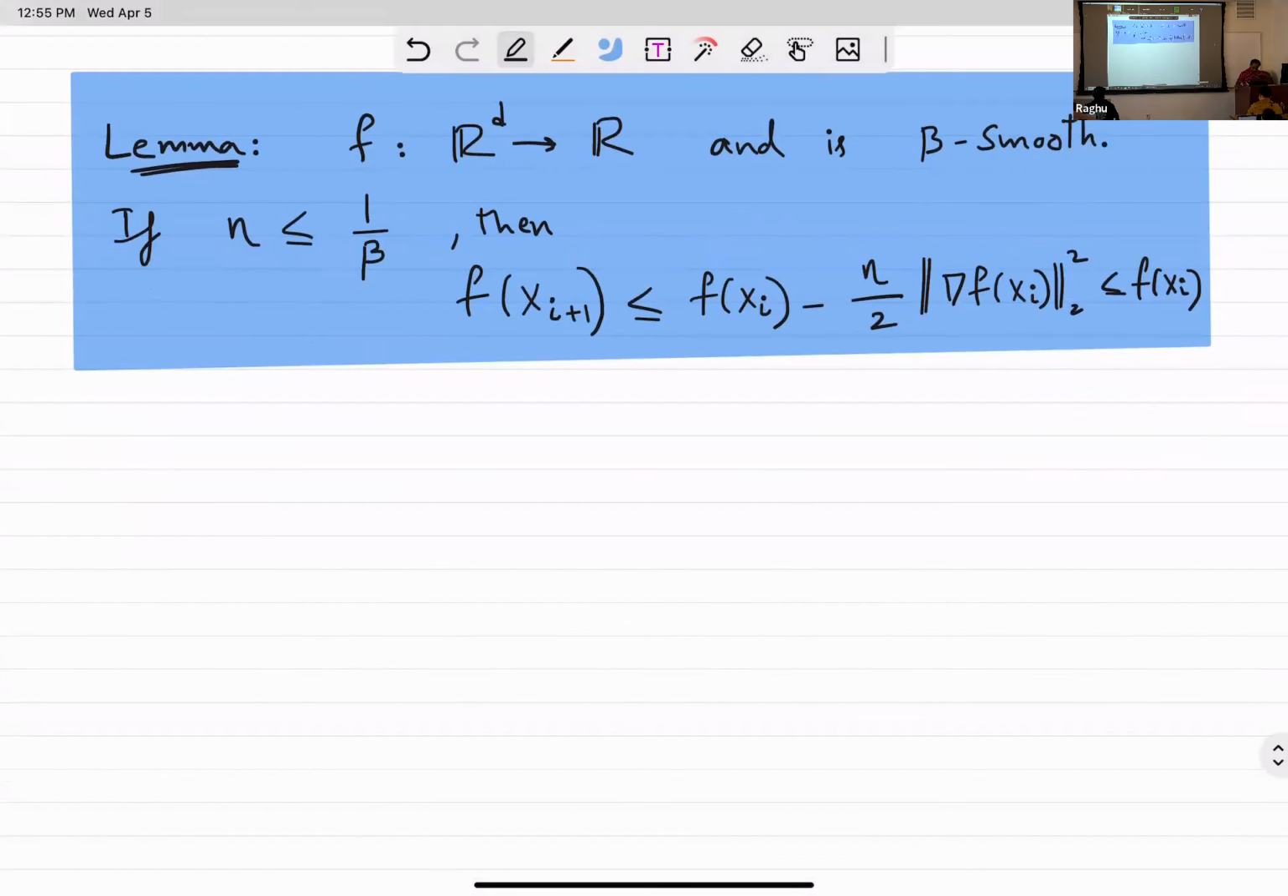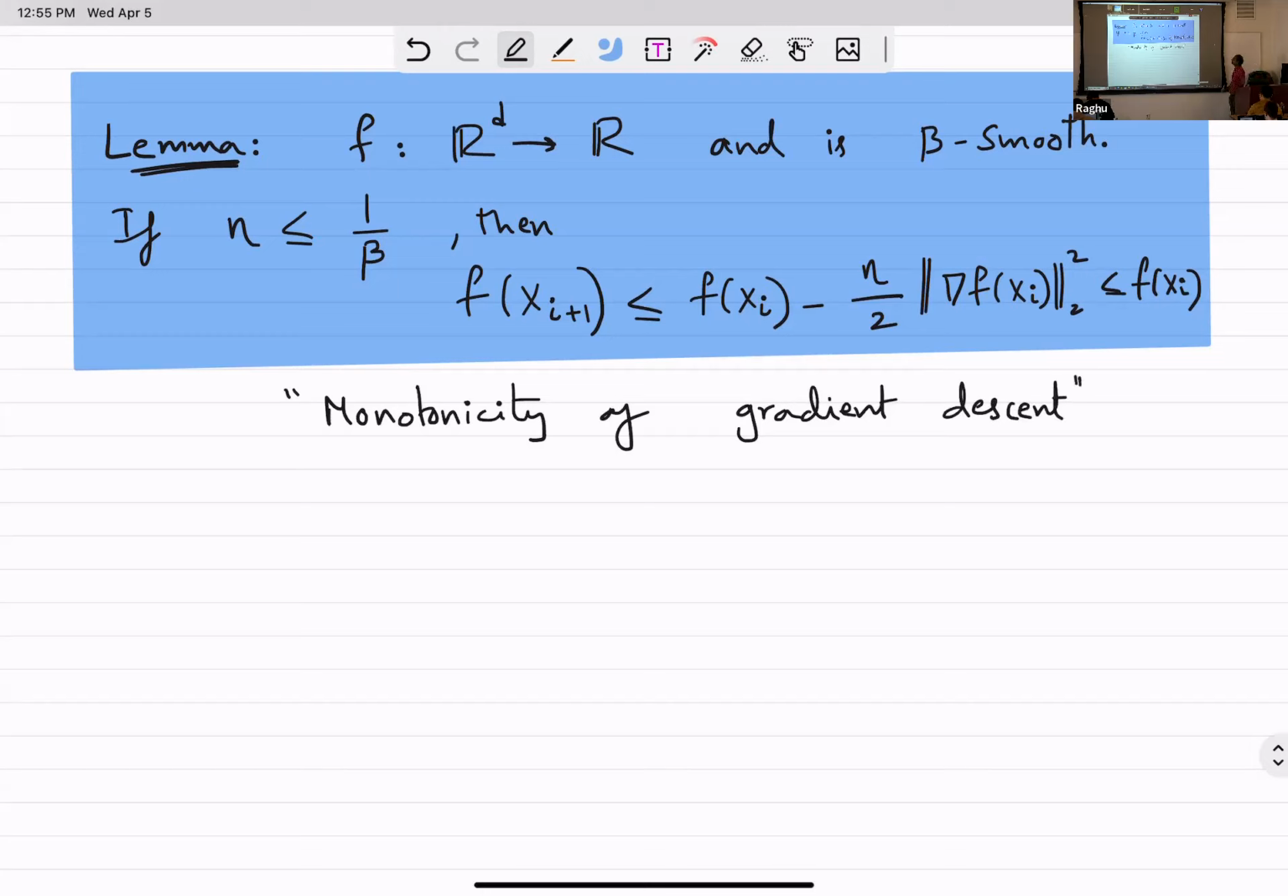Okay, so let me say this is the monotonicity of gradient descent. As long as my step size is not too big, as quantified by the smoothness of your function, I am making some progress. Now, how much progress do I make?